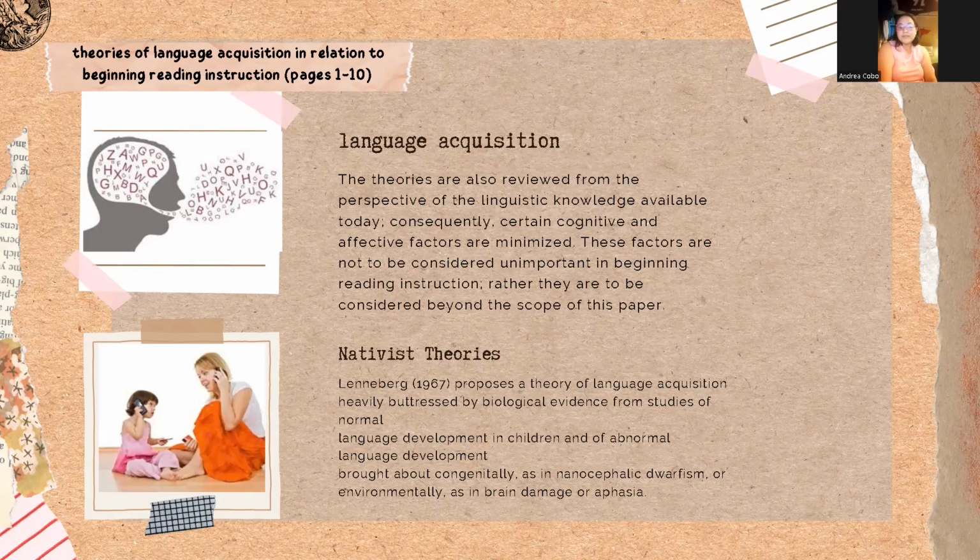Now, the nativist theory. Birch, in 1967, proposed the theory of language acquisition, heavily buttressed by biological evidence from study of normal language development in children and of abnormal language development, brought about congenitally or environmentally.